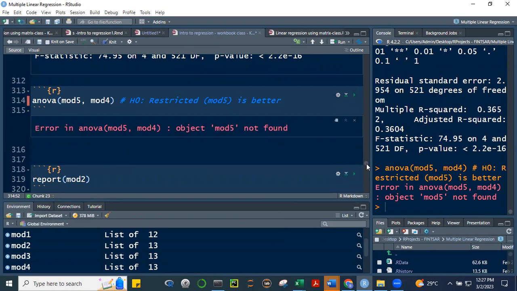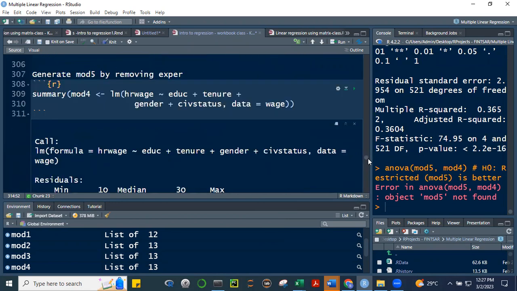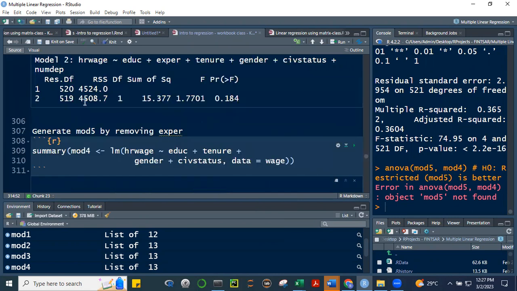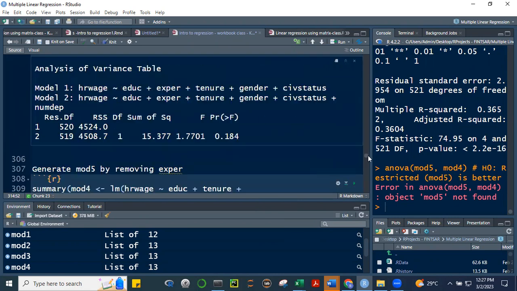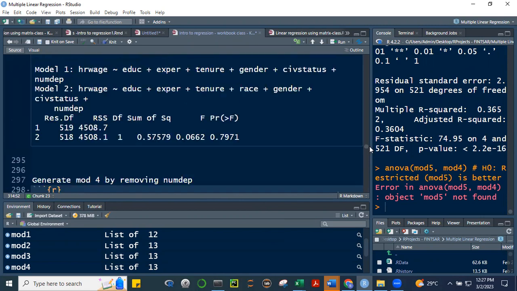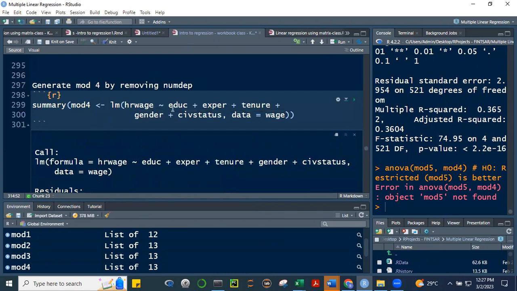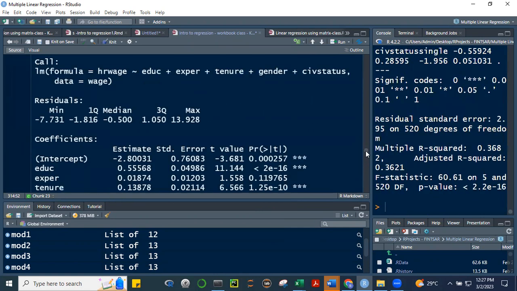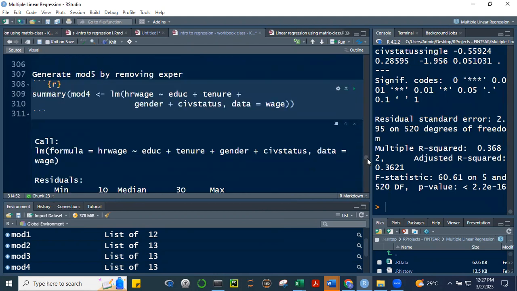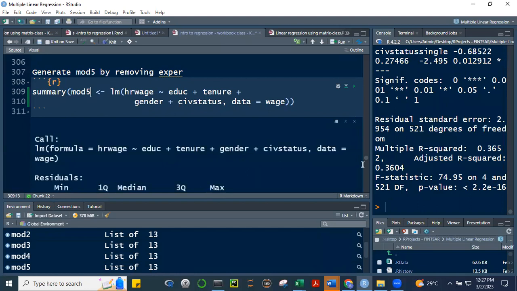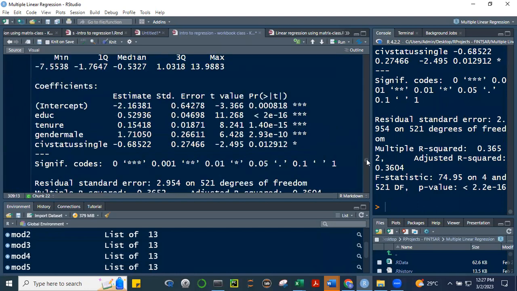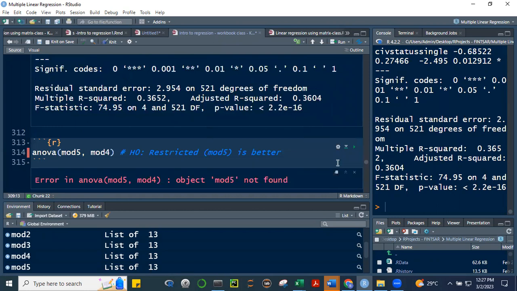Ano nangyari? Ay, mali. Hala. Sorry, hindi ko napalitan tong ano. I'm going to run model 4 again. Napalitan yung model 4. Okay, andito si 1, 2, 3. So, run ko si model 4. Okay, so na-retain si model 4. Tapos, palitan nyo to. Make sure to change it to model number 5. Sorry, I forgot to change the name. All right. So what do we have now? Then i-run ko na to.